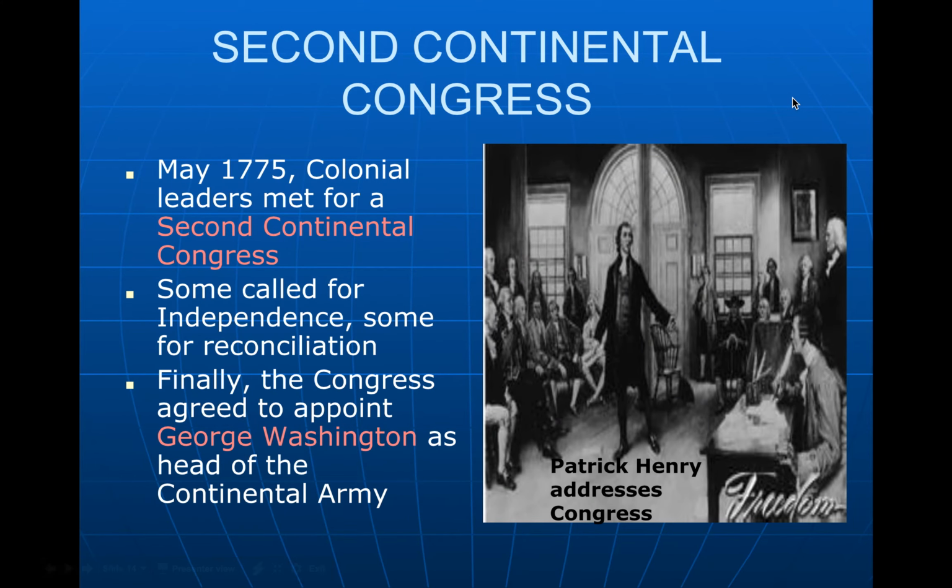Soon after, delegates are sent again. It's known as the Second Continental Congress. They meet in May of 1775. Some of the delegates are calling for independence, so completely breaking away from the British Empire, and others who are loyal to the British Empire, known as loyalists, were fighting for reconciliation. They wanted to find a way or a compromise to end all of this tension and go back to being a part of the British Empire. Finally, Congress agreed to appoint George Washington as head of the Continental Army.